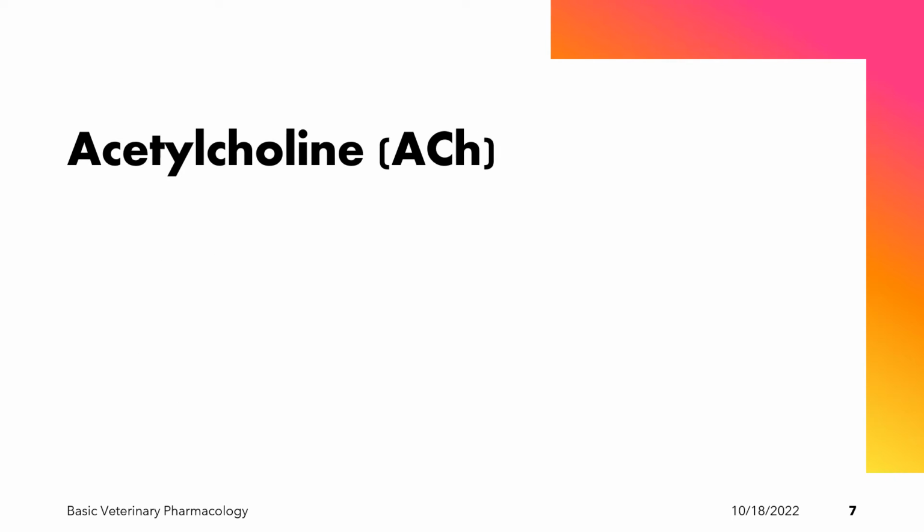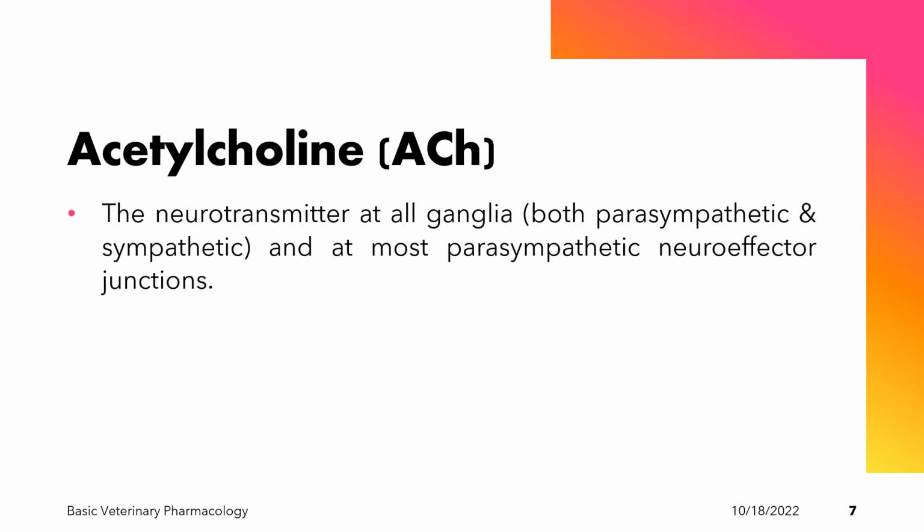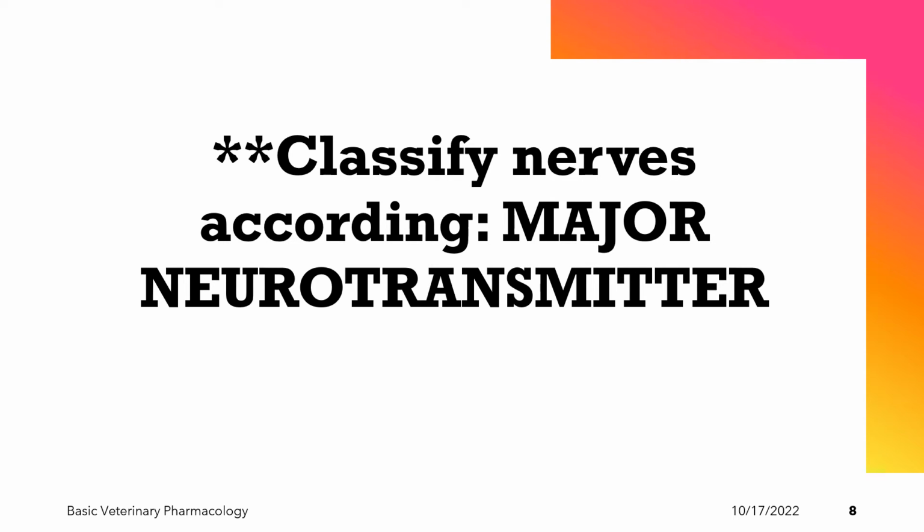So another very important neurotransmitter is acetylcholine or the ACh. It is the neurotransmitter at all ganglia, meaning for both parasympathetic and sympathetic, and at most parasympathetic neuroeffector junctions. So of course, we can use the neurotransmitter to classify the nerves according to their function.